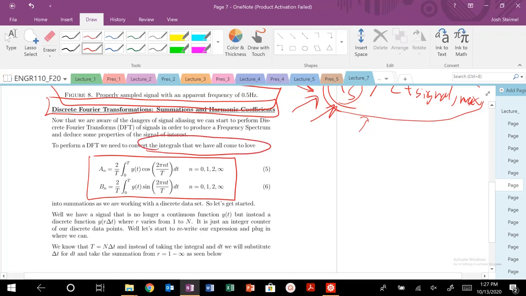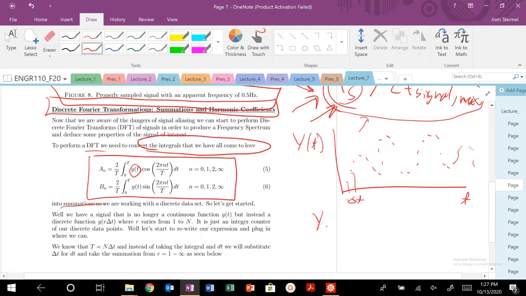So we need to basically convert these integrals that we all know how to program into Mathematica and solve by hand. For some of you integral lovers, we have to convert this now into summations, because now we don't know what this algebraic expression is. So we are working with a discrete data set. We still have a function y of t, but we don't know the full functional form. We have basically data points that are given as a function of time, and the interval between these data points is some interval delta t.